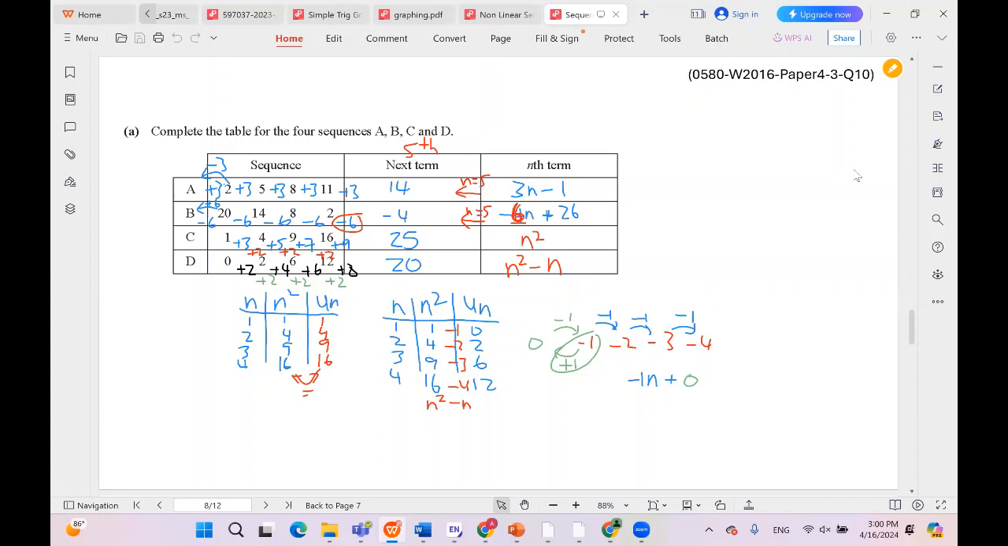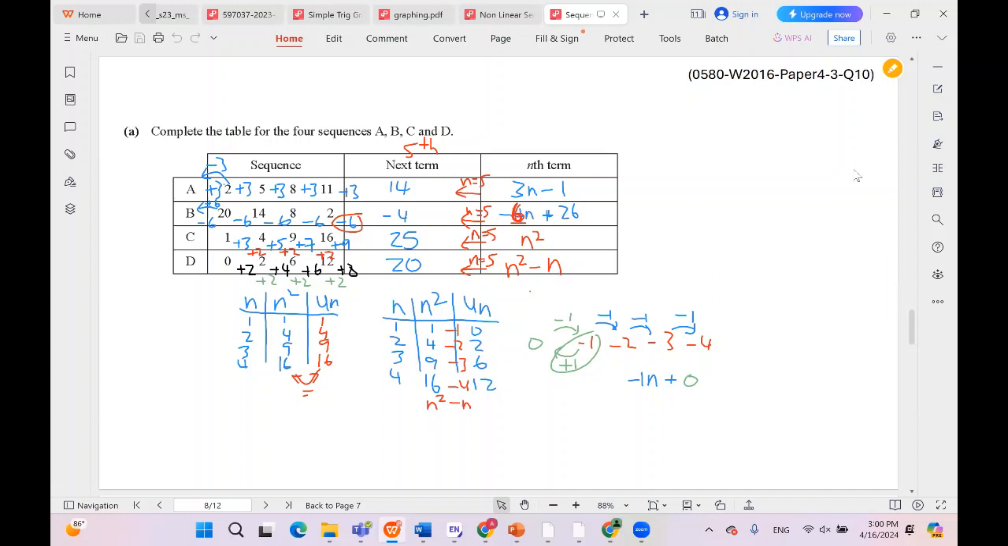Now, if you put 5, you get -30 plus 26, which is -4. In the third one here, you put n equals 5. So 5 power 2 is 25, so this is correct as well. Finally, in the fourth one, if you put 5, you have 25 minus 5, which is 20. So now we're confident that the nth term expressions are correct.